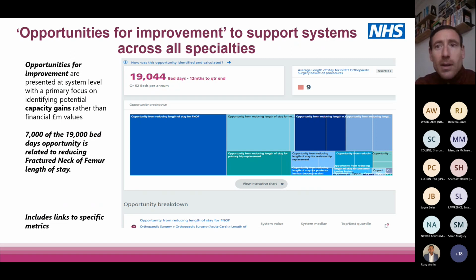And then you can drill into any of those. I've clicked on the length of stay for orthopedic surgery metric, which was showing there as the biggest opportunity of 19,000 bed days. This page now provides an opportunity breakdown by condition within that specialty. See that tree map there. Fractured neck of femur is the largest box there, so that's a 7,000 bed day opportunity. And then further down the page, you've got links which will take you to the specific metrics covered in that diagram.